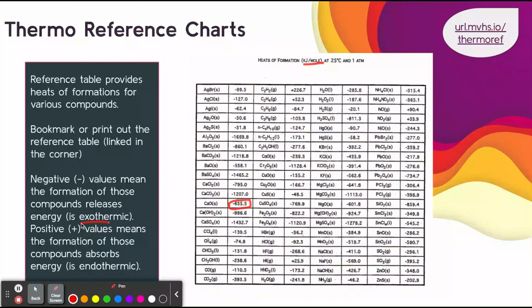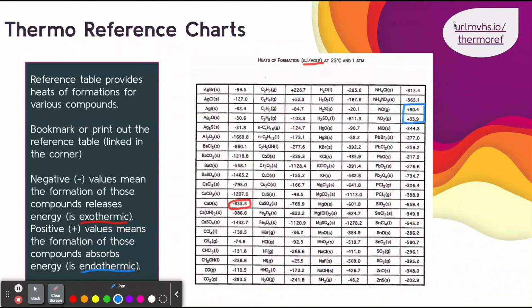It's exothermic. Okay, and if it's a positive number, which let's find an example here. Here's positive. NO and NO2 are both positive. If it is a positive value, that means the formation of those compounds absorbs energy. It's endothermic. Okay, and so this is a reference table that you're going to need to get familiar with. You do not need to memorize any of these things.